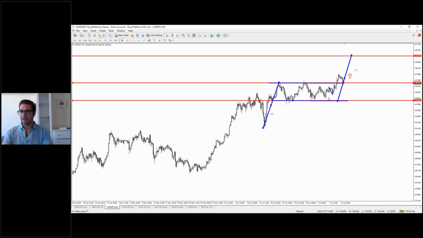Okay, so here we have lower highs, lower lows, we have a breakout, we have this correction which is equal to this correction. So most probably the USD JPY will move from here all the way up until 1.3975.